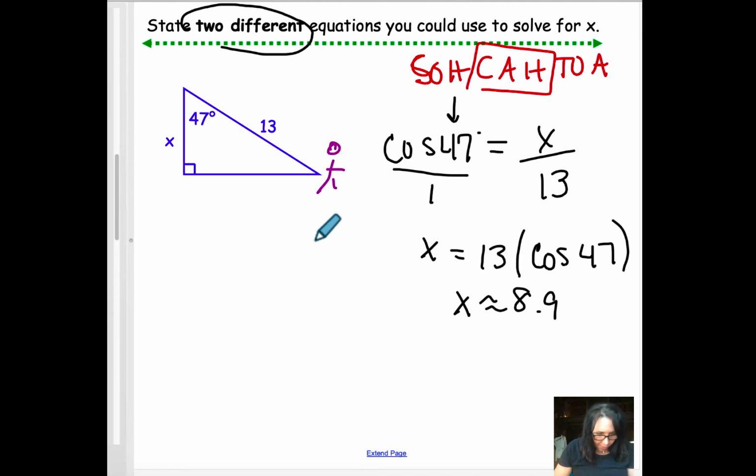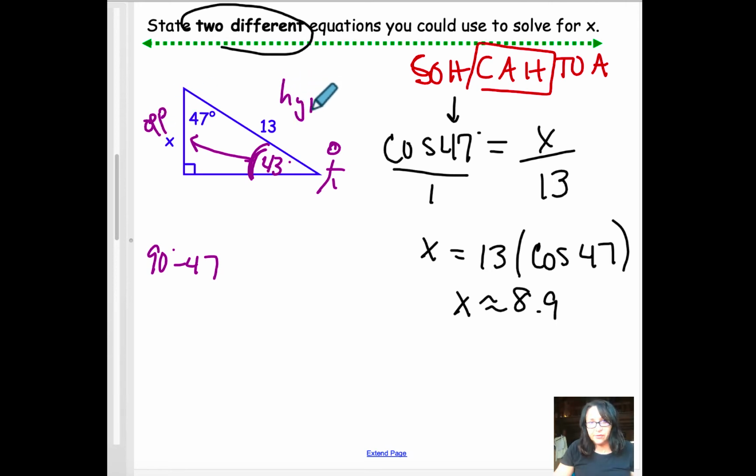And I need to remember that I have to figure out this angle here, that's just going to be 90 degrees minus 47. So we have 90 minus 47, and that's what, 43 degrees? So that's 43. So now, from this angle, from this perspective, I have the opposite side and I have the hypotenuse. So I also could do this, right? I could say, what uses opposite and hypotenuse?